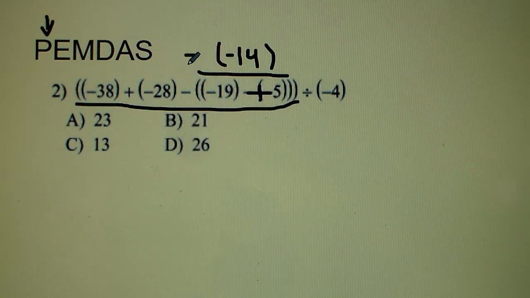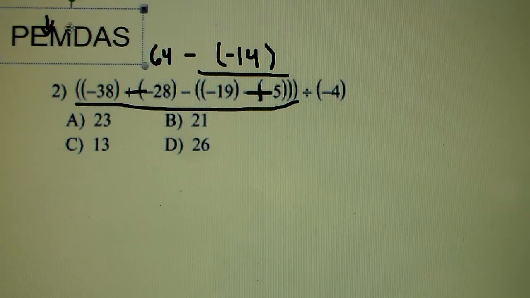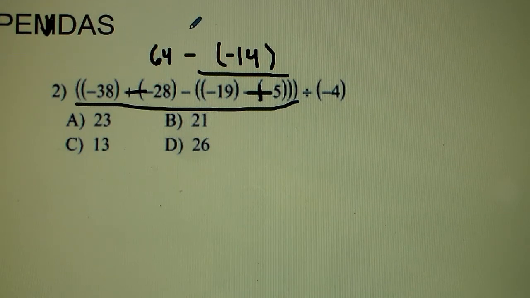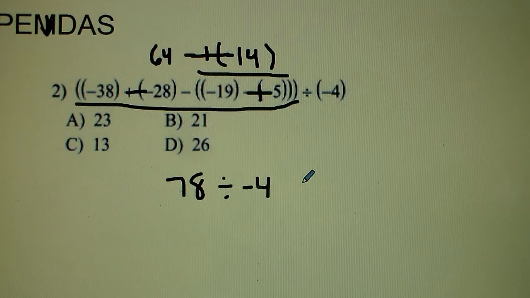Then it's the minus sign from here. And then we have to take care of this. Negative 38 plus minus turns into a minus. So negative 38 minus 28 gets you negative 64. Let's get PEMDAS out of the way. So negative 64 minus a negative 14 turns into a positive. So 64 plus 14 turns into 78. So we have 78 divided by negative 4. And that turns into a decimal there. So it's going to be 19.5.